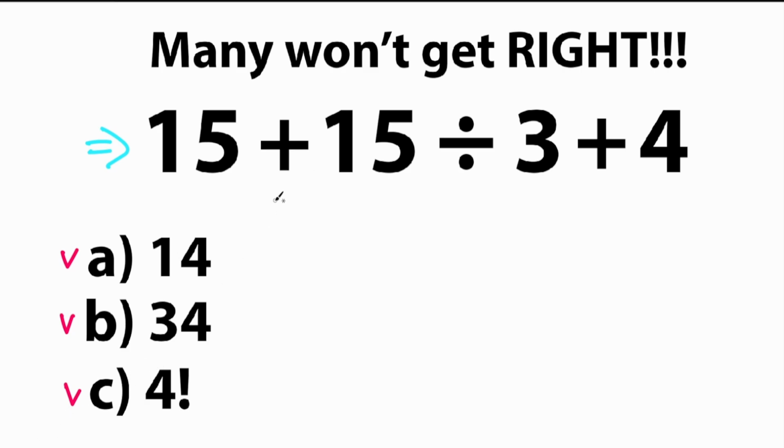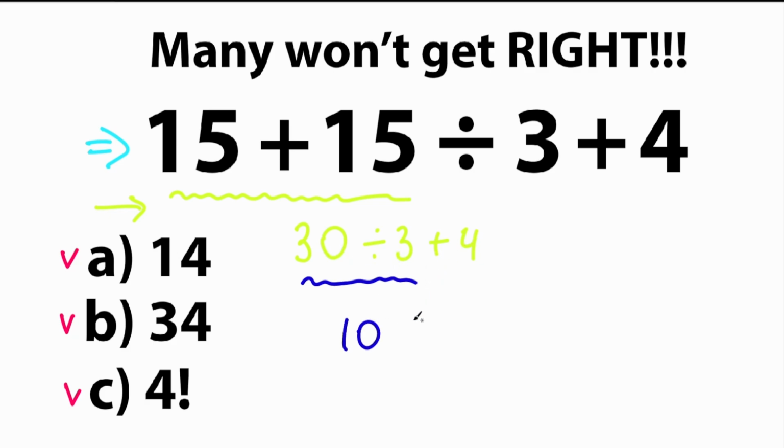Okay, so first of all, a lot of students solve this question like that. They know that we should go from left to right order, and the first sign from left to right is this addition. So when we add it, we have 15 plus 15 equal to 30, and the next thing we have is division by 3 and plus 4. Here we have something like that. What are we going to do next? Right now we can once more see what is the first sign from left to right. The first sign from left to right is this division, so we have 30 divided by 3 equal to 10, and 10 plus 4 we have equal to 14.